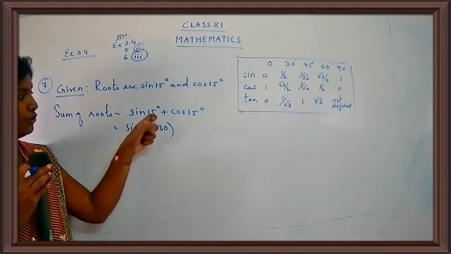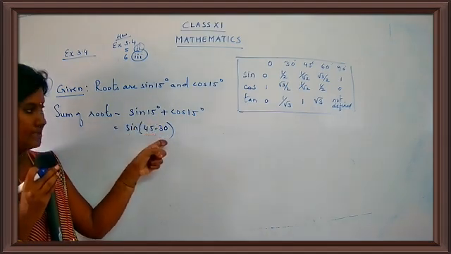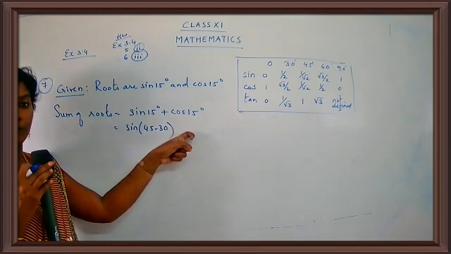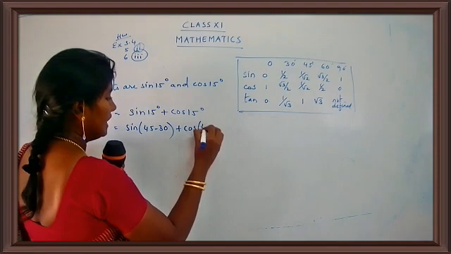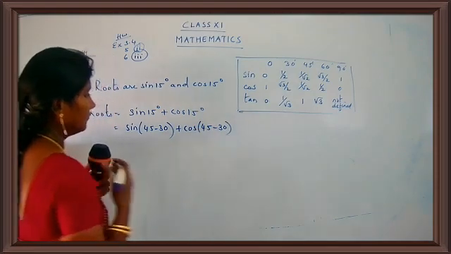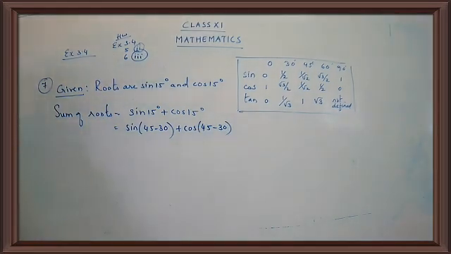Okay. So I'm just going to write 15 as 45 minus 30, and in the same manner I'm going to proceed for cos 15 also. So this will be cos of 45 minus 30. So what do you get here? Sin 15 will be written as sin of 45 minus 30, and cos 15 will be written as cos of 45 minus 30. Are you clear, children?